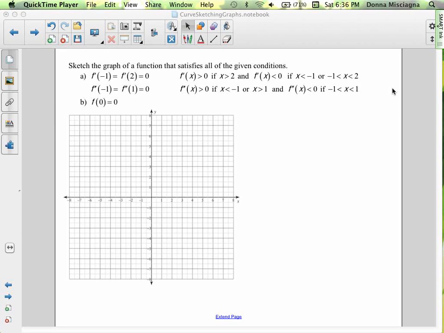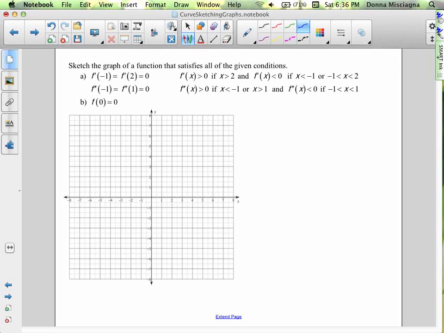All right, so let's start off with the only piece of information about the function itself, and that is right here, f of 0 equals 0. So that means that (0, 0) is a point. Right? So let's put a point there. Right? I will try to make the graph go through that point.